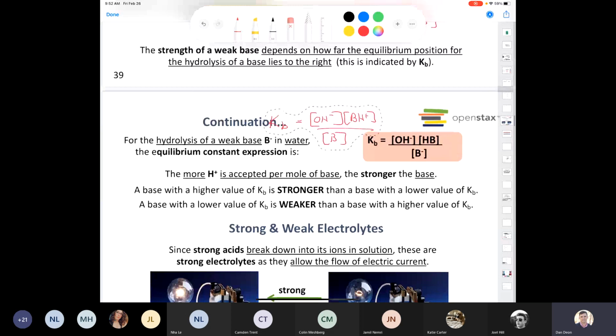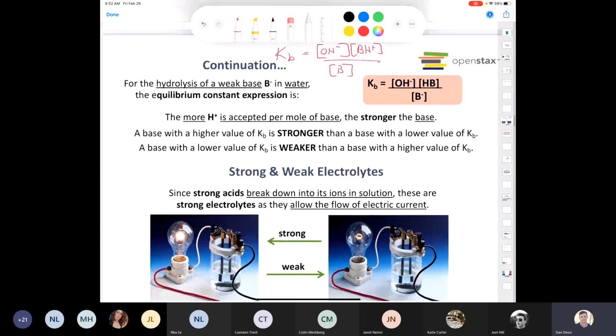There you go. It's the same formula that we see there. Okay? So it says here, for the hydrolysis of a weak base, the equilibrium constant expression shown here, same rationale that we saw with acids. The greater the Kb value, the stronger the base. Lower Kb value, weaker base. Nothing more than that.